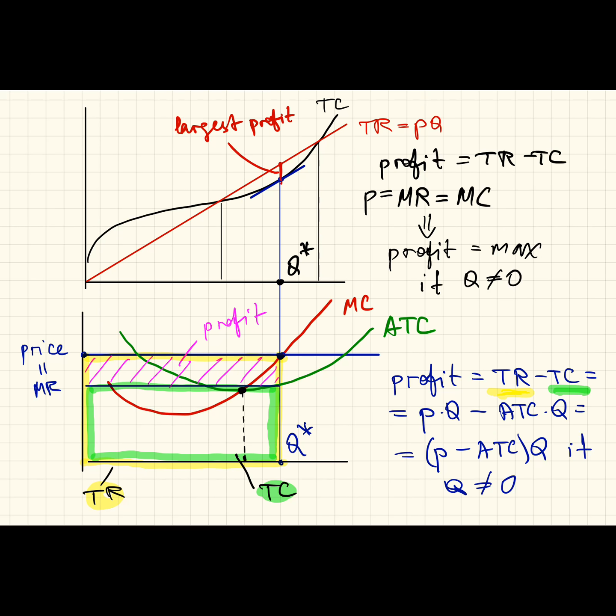So in your assignment, it's a good exercise to calculate profit at this quantity and see what you get, and compare it to the profit you get at this level of output. And you must see that you're better off when setting Q here rather than here.